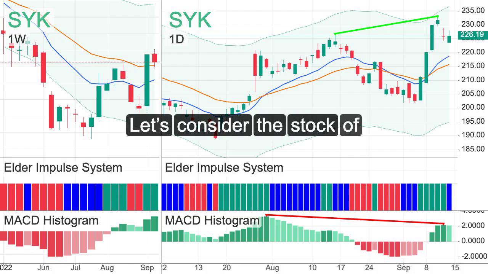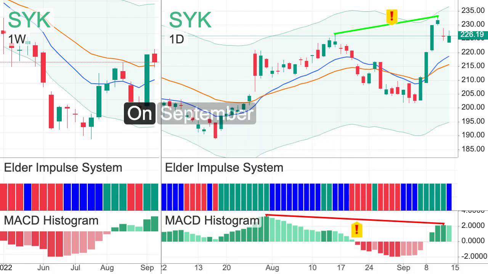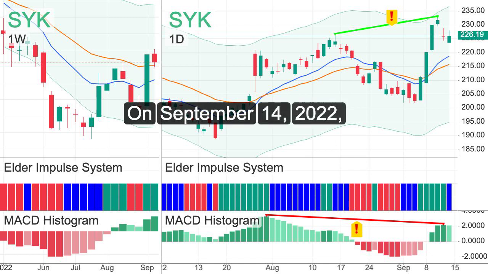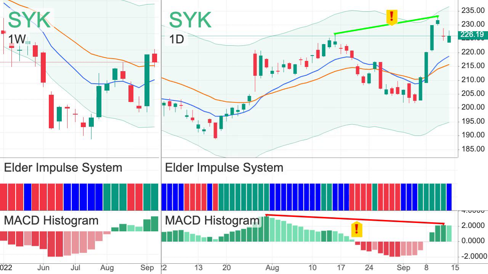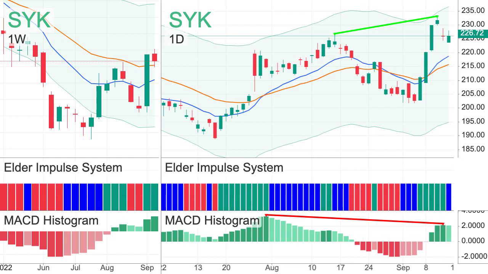Let's consider the stock of Stryker Corporation. On September 14, 2022, a bear divergence formed in an uptrend. This is a strong sell signal. There is a first light bar on the histogram. Are you ready to submit a sell order?